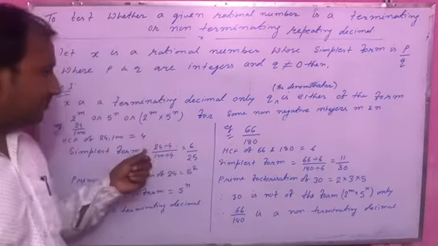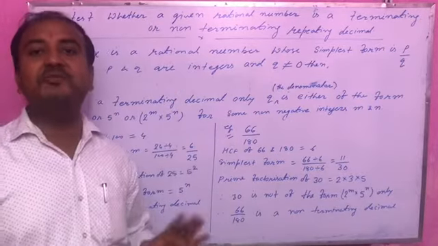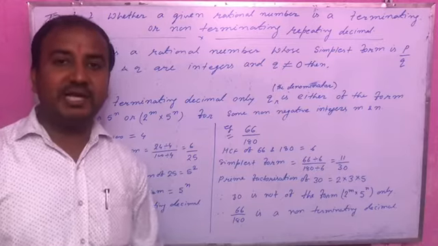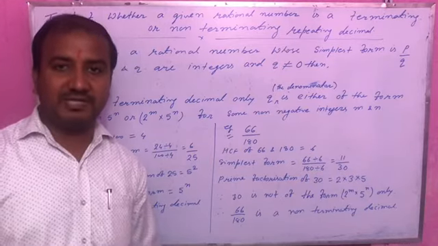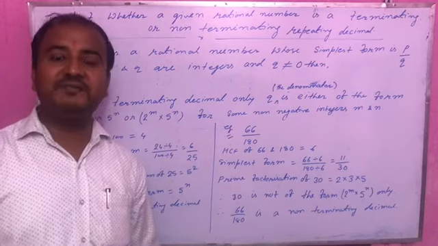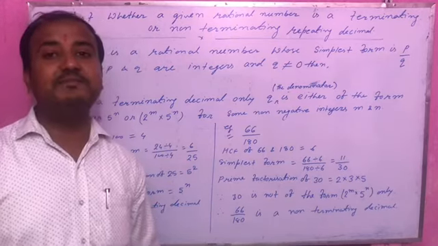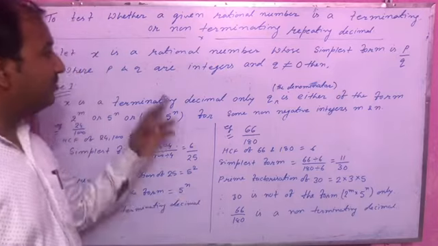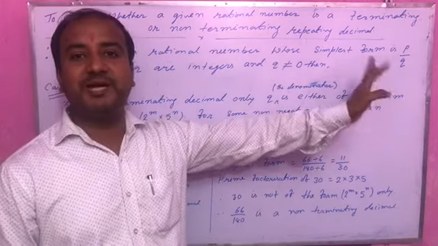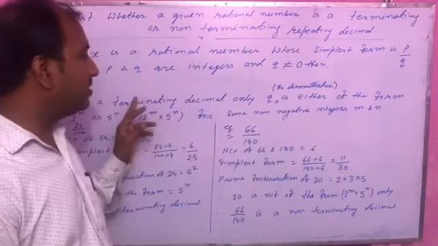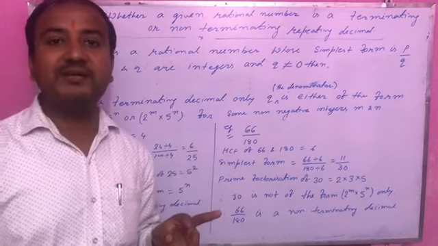मतलब जब सबसे पहले कोई भी रेशनल आपको गिवन है and you have to check whether the rational is terminating or non-terminating, at that moment at first you will have to write the simplest form of the rational. तो वही बोला कि x एक rational है और उसका simplest form क्या है? p by q. Second step, now we will go through the prime factorization of q.